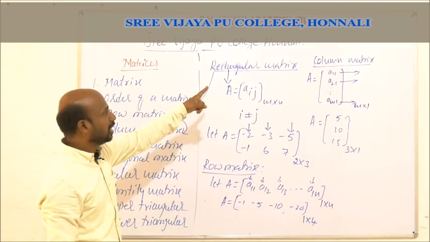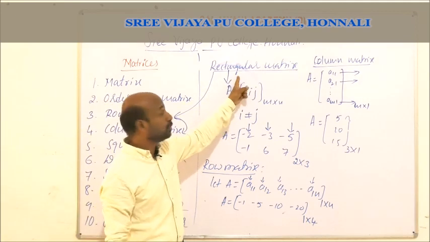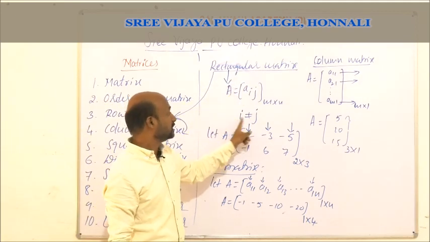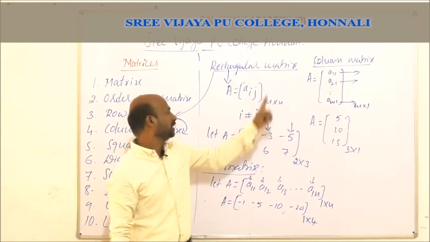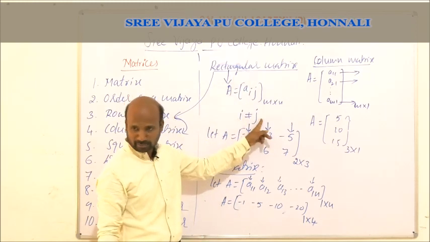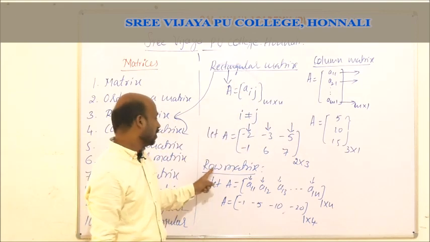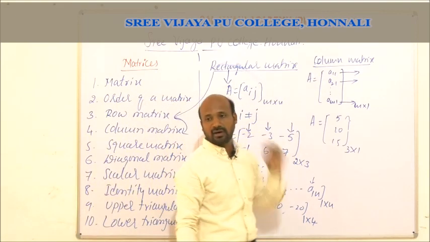Rectangular matrix: a matrix is said to be a rectangular matrix if the number of rows is not equal to the number of columns. In that there are 2 cases, row matrix and column matrix.